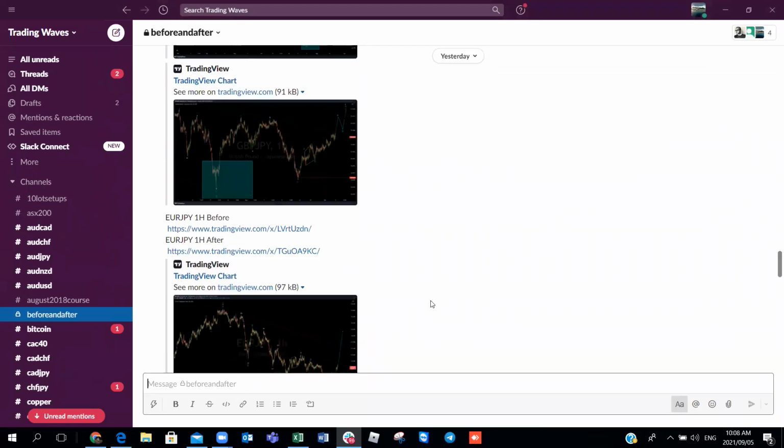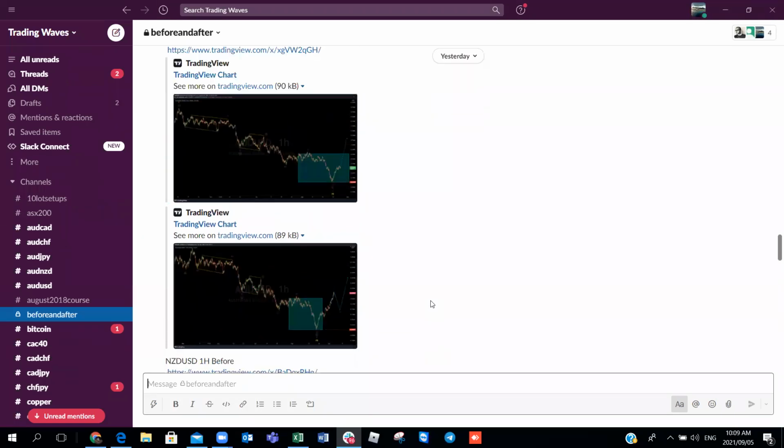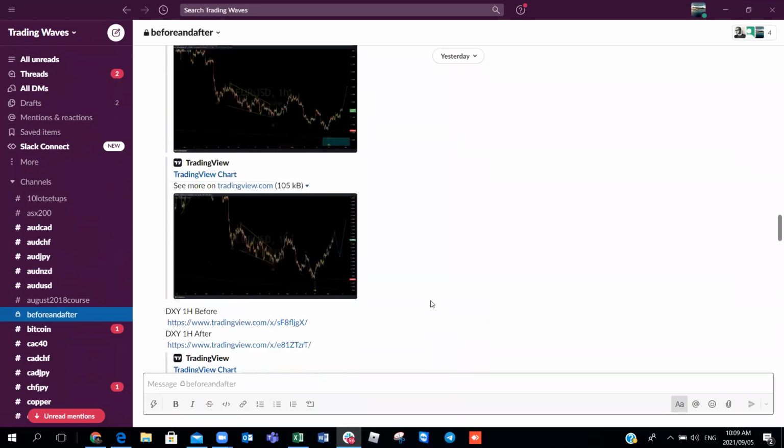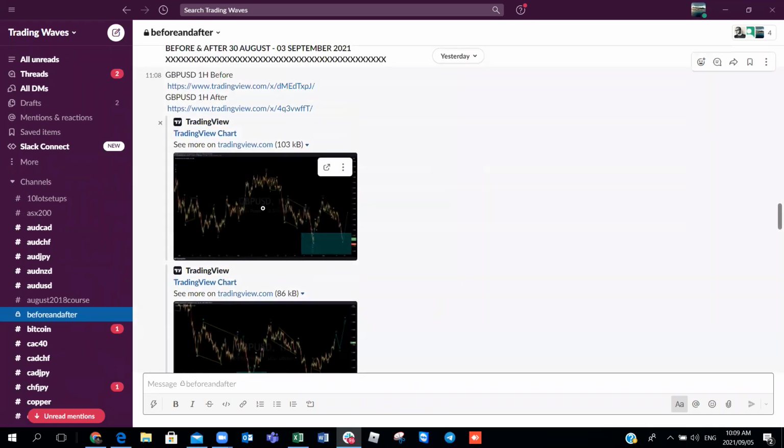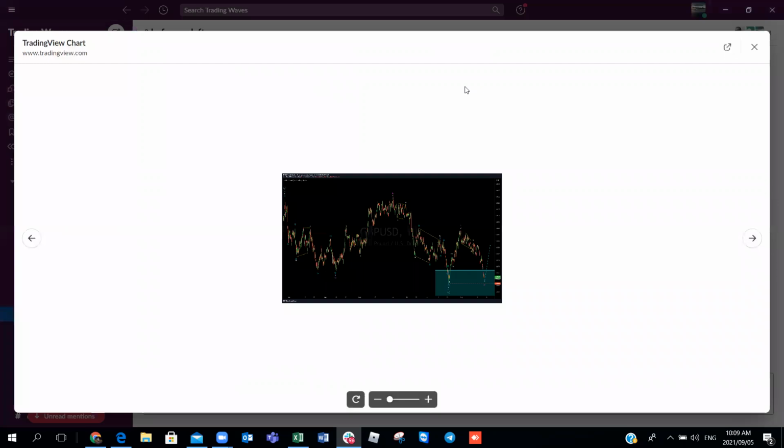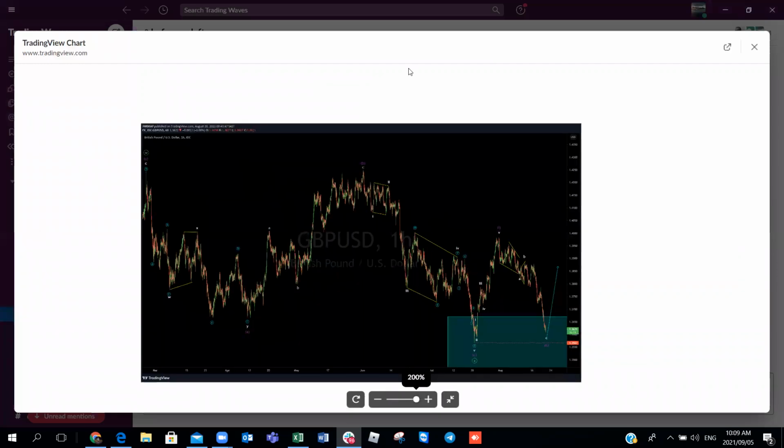We will start with pound US dollar. Let's have a look here. Just want to look at the latest charts for this past week. Right, so this is US dollar, pound US dollar. Let's have a look at pound US dollar. Just want to get my annotation tool here.